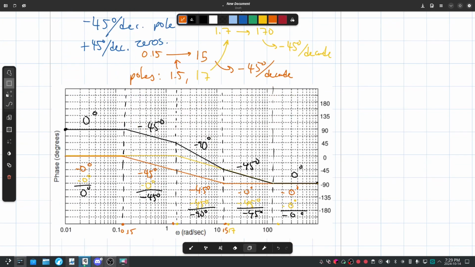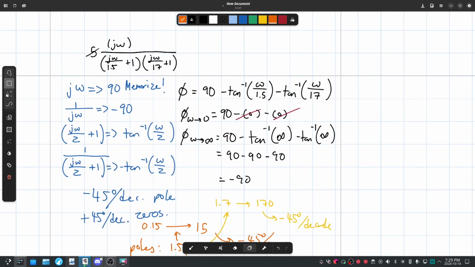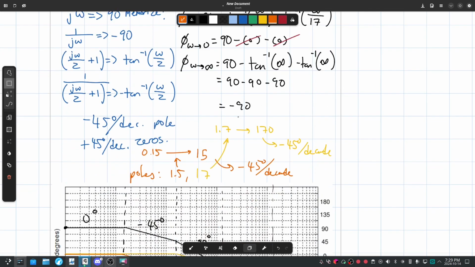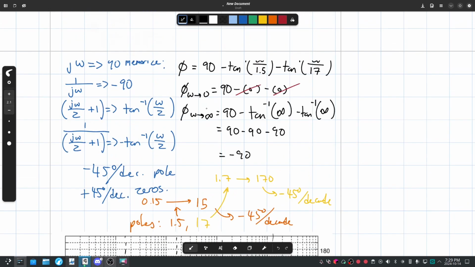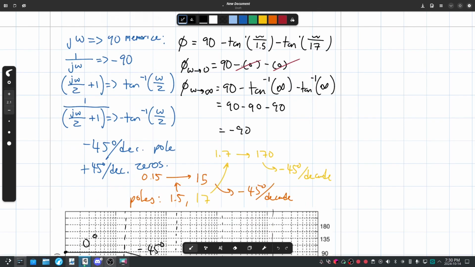So w equals 0 and w equals infinity helps us find the endpoints. Correct. The only reason why we do this is to figure out where this starts and where this ends. So in this case, it starts at 90 and ends at negative 90. Because it's hard to tell where it's going to go just based off this, because this might not be exactly 1 decade, and so on. This just helps you figure out, okay, at infinity, I should end up with negative 90. It's a good check on yourself to make sure that you're not insane.